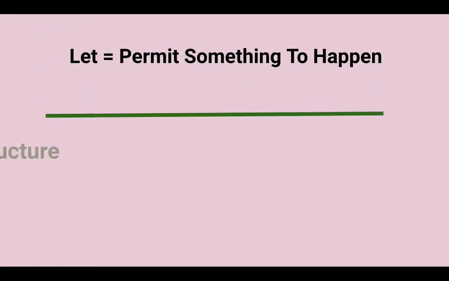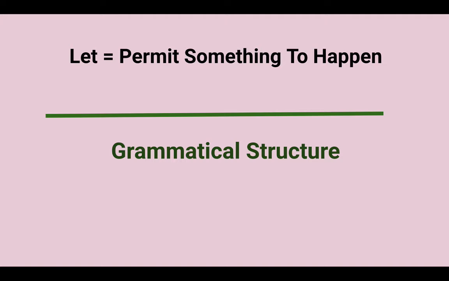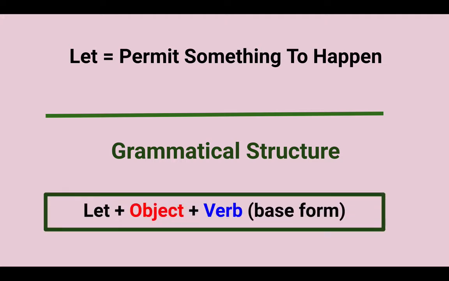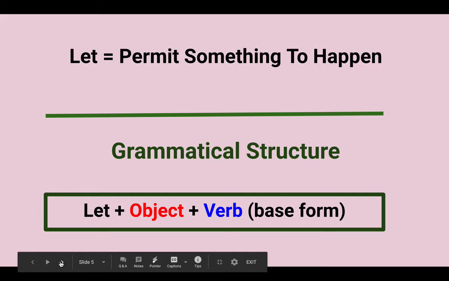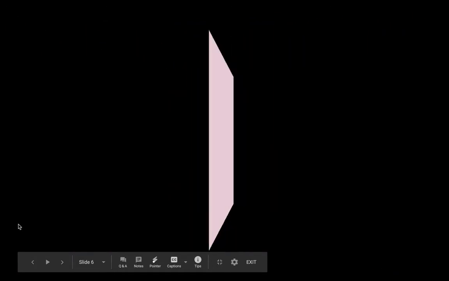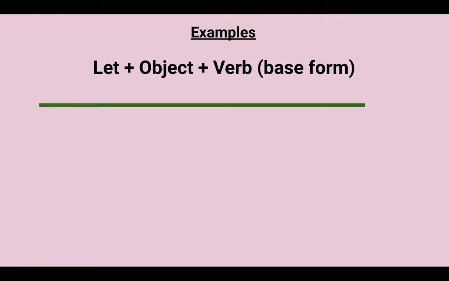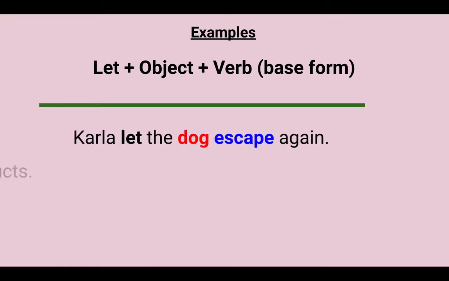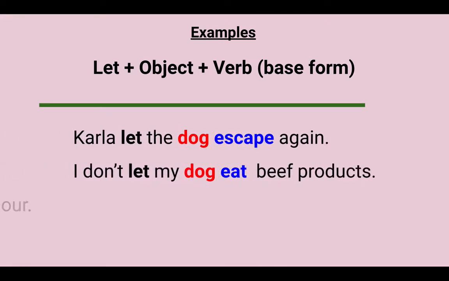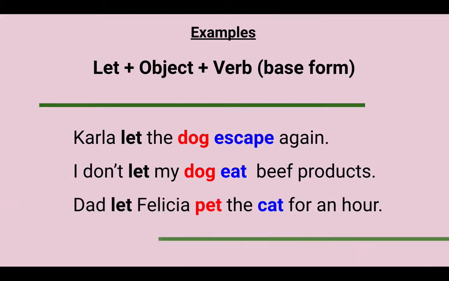Let's take a look at the first one, let, to permit something to happen. This is the grammatical structure again: let plus the object plus the base or simple form of the verb. And we'll get a couple of examples here. The first one, Carla let the dog escape again. Second, I don't let my dog eat beef products. And the third, Dad let Felicia pet the cat for an hour.